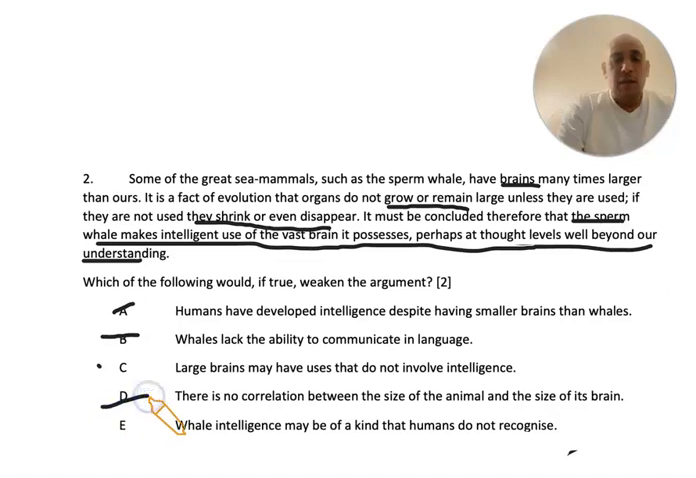So that's out. E. Whale intelligence may be of a kind that humans do not recognize. Well, this is actually helping the writer. And it suggests that whales might be intelligent in ways that humans don't understand. That supports the idea that whales could be very intelligent. So instead of weakening the argument, it strengthens it. So that is not the answer. So C is our answer.